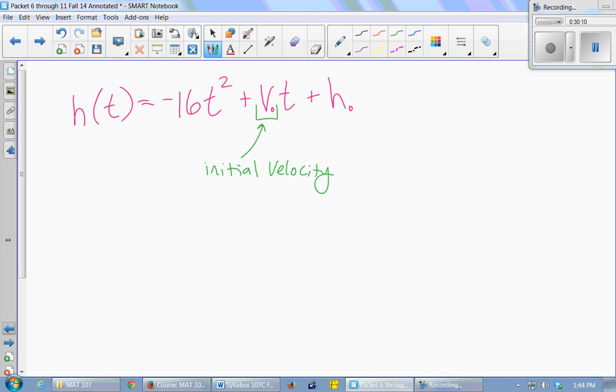Initial velocity, or velocity at time 0. And h naught represents initial height, or the height at time 0. So if I'm throwing something up in the air, its height at the moment I release it would be the height at time 0, about 5 feet. And whatever speed I use, I would just plug in here, and then I could predict the height of the ball at any given time. Okay.